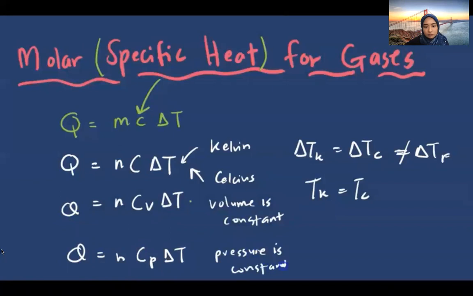So what is N? N is the number of moles of the gas. Delta T can be either in Kelvin or in Celsius, but I would suggest you keep everything in Kelvin so that you don't get confused when you are not using delta T. All right. So what is CV and what is CP? What are the units? We're going to talk about it in the next slide.